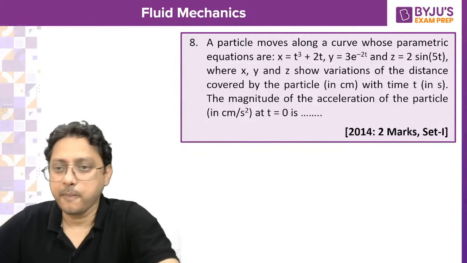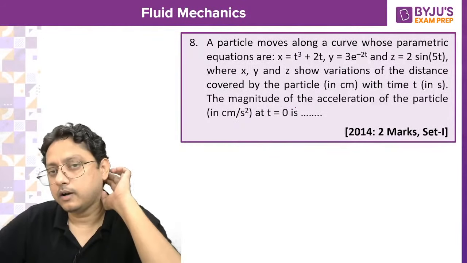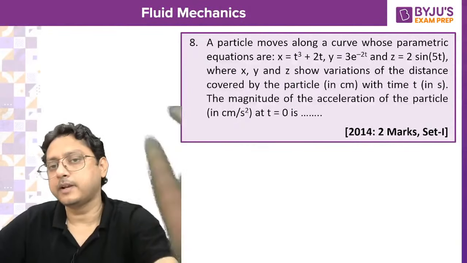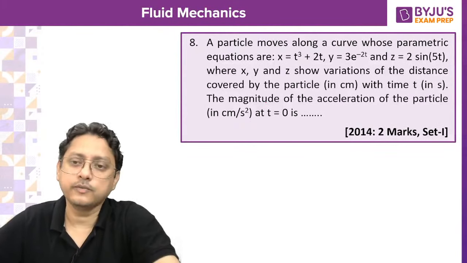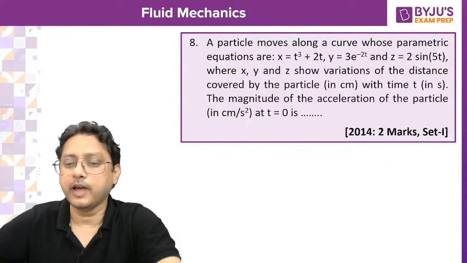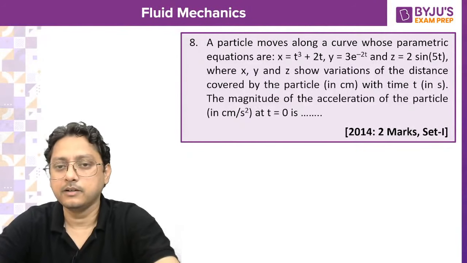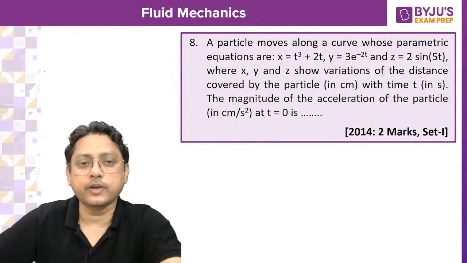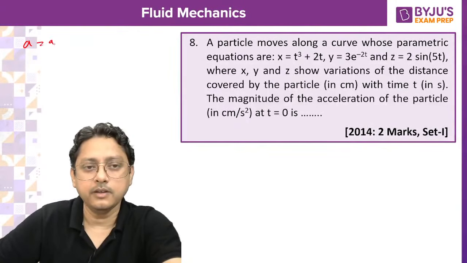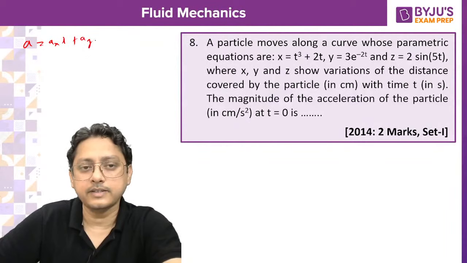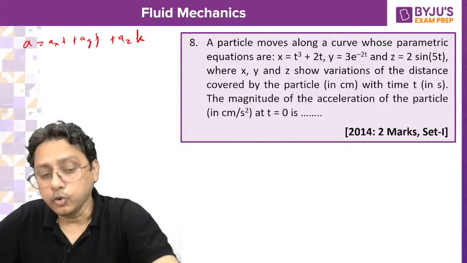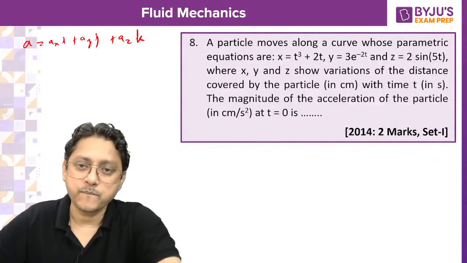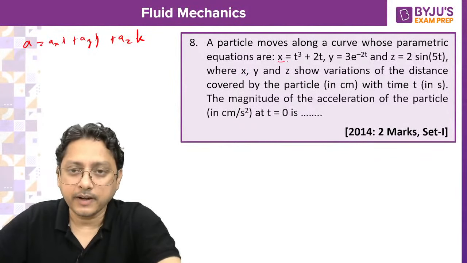Now, if you see this question, the particle moves along a curve whose parametric equations are given. And he is asking simply the magnitude of the acceleration of the particle. How will you calculate the acceleration of the particle? The acceleration vector will be ax i plus ay j plus az k. How will you calculate ax, ay and az? The displacement vector they have given.